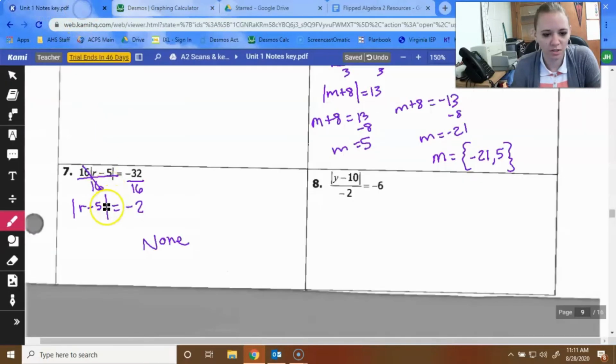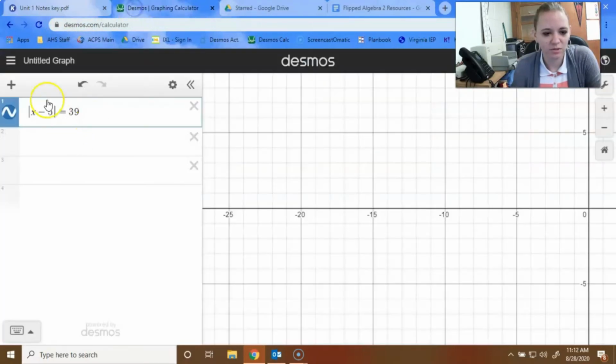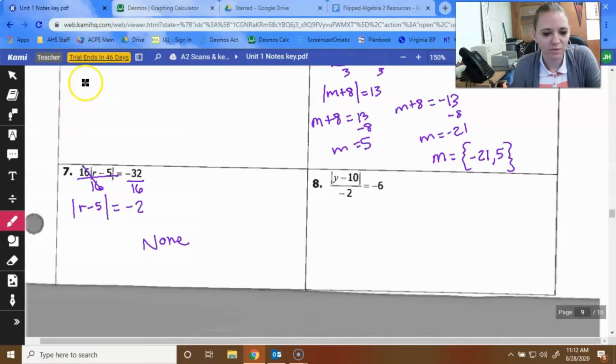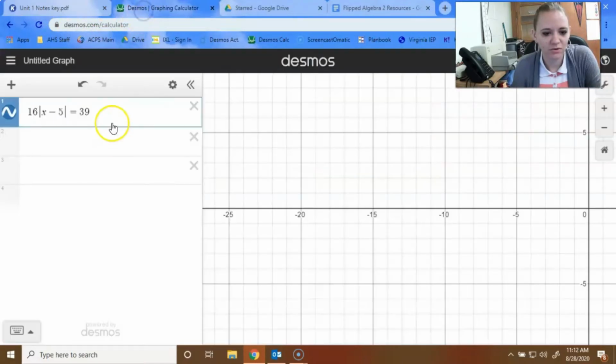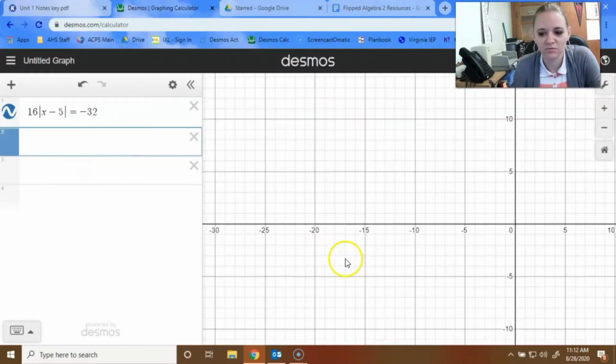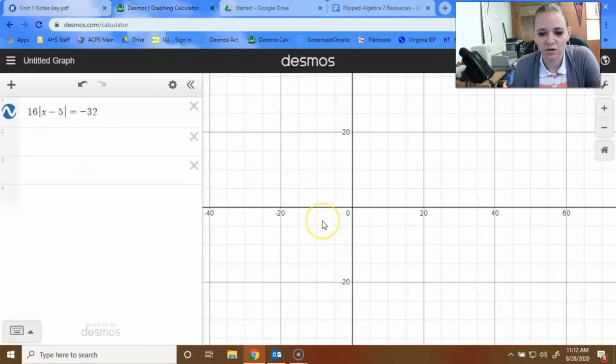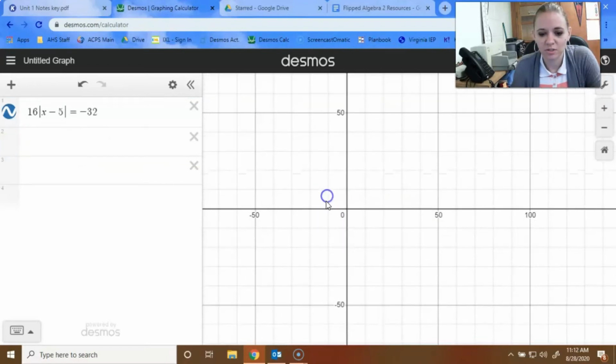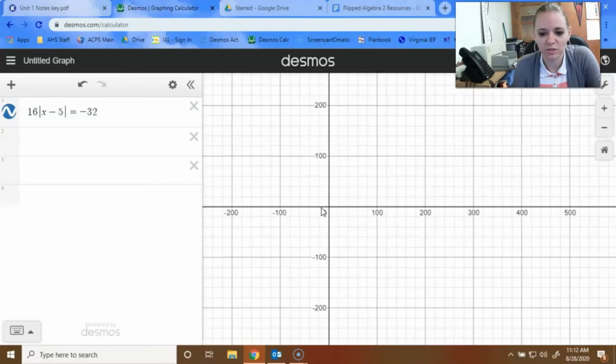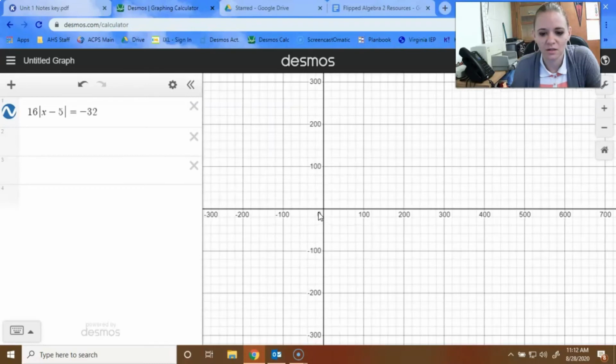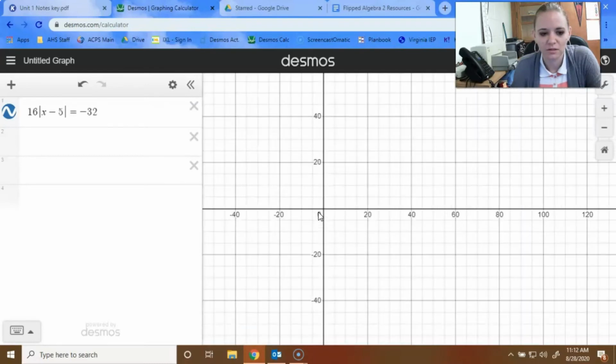And I'm just putting in after my, well, I guess maybe I should put in the whole thing. Let's see what happens when I put in the original: 16, absolute value of x minus 5 equals -32. Okay, let's see what it does for us. So what I'm just doing is zooming out just to make sure I don't see any lines. And yeah, I see nothing.